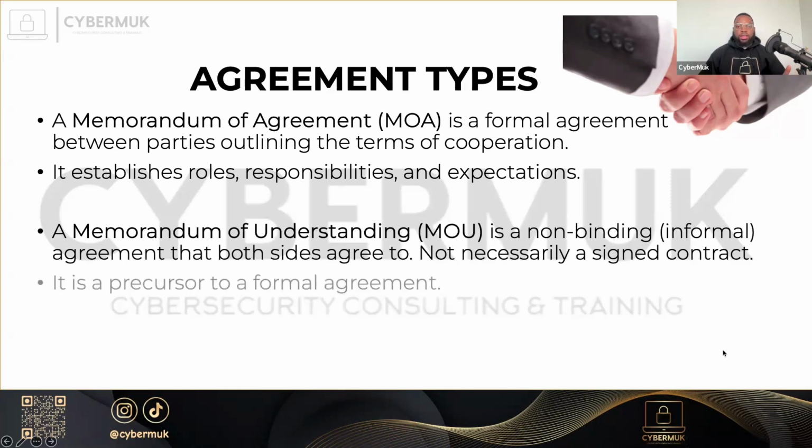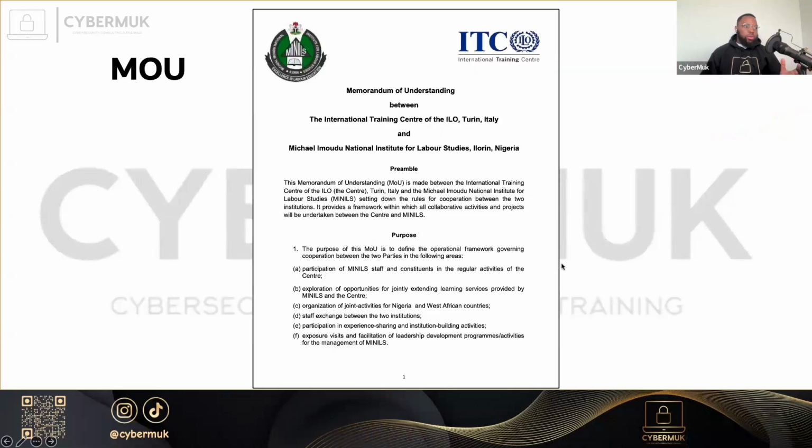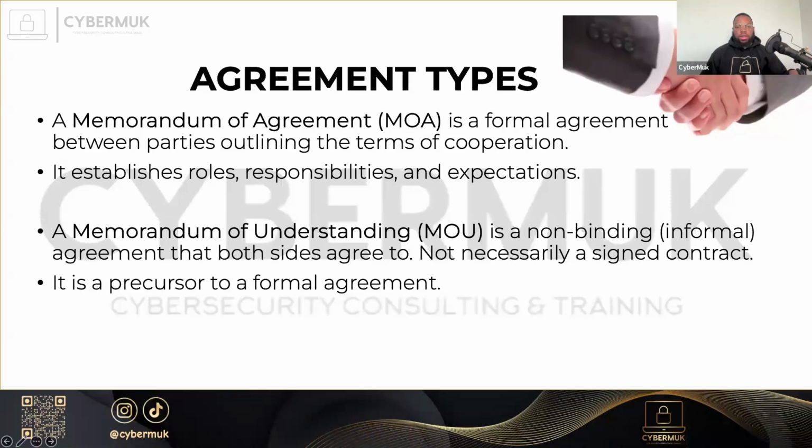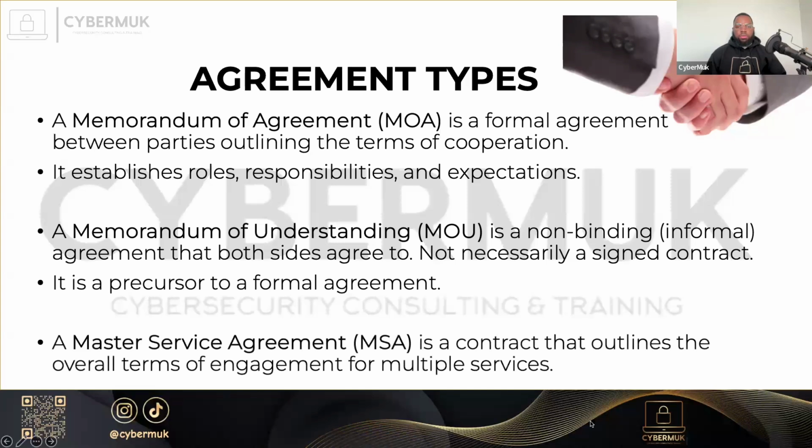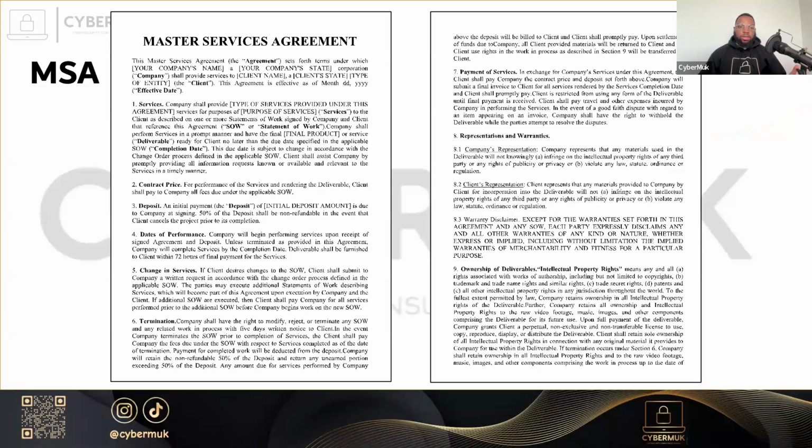You have a Memorandum of Understanding, MOU. How is this different? This is a non-binding or informal agreement that both sides agree to. It is not necessarily a signed contract. It's usually informal and it's a precursor to a formal agreement. For example, this is usually what a memorandum of understanding could look like. So it's informal and it's not a signed agreement. You have a master service agreement. The master service agreement is a type of contract that outlines the overall terms of engagement for multiple services. An MSA, master service agreement.